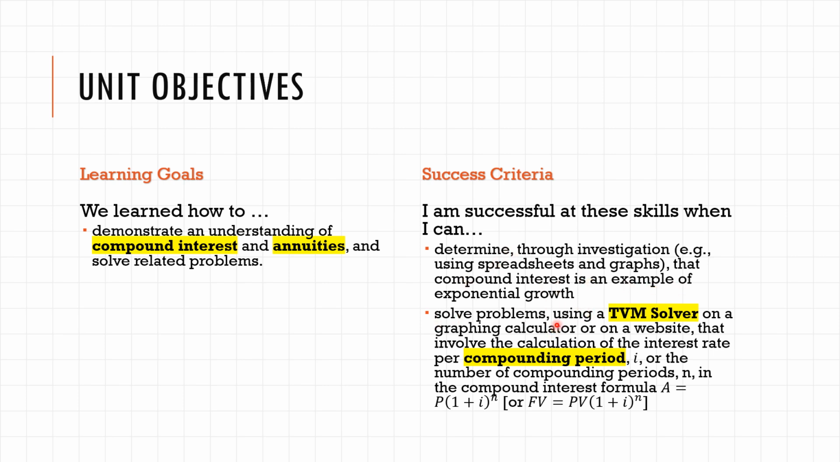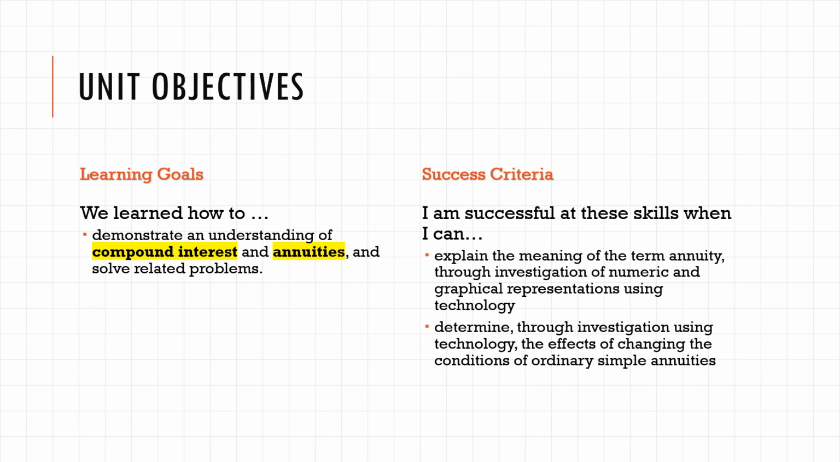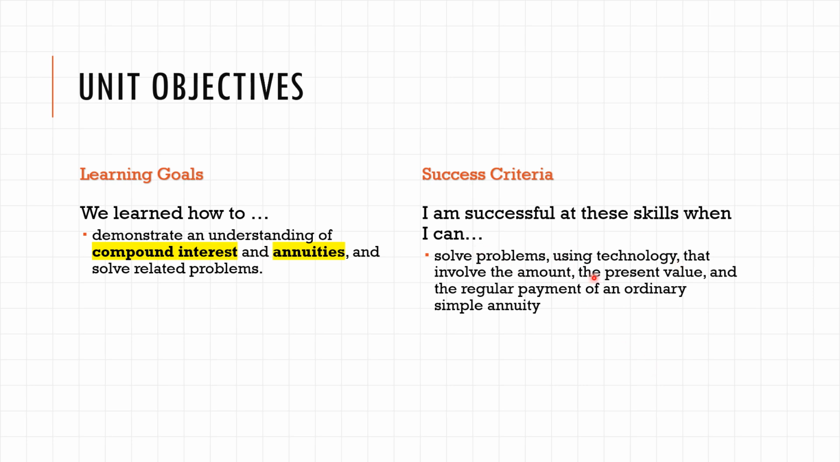You solved problems that involve the calculation of the number of compounding periods and the interest rate per compounding period using a TVM solver. Hopefully, by now, you're able to explain the meaning of the term annuity, and you've determined the effects of changing the conditions of ordinary simple annuities. And finally, you solved problems using technology that involve the amount, the present value, and the regular payment of an ordinary simple annuity. If you've done all of that, then hopefully you're able to demonstrate that you understand compound interest and annuities, and you're able to solve related problems.